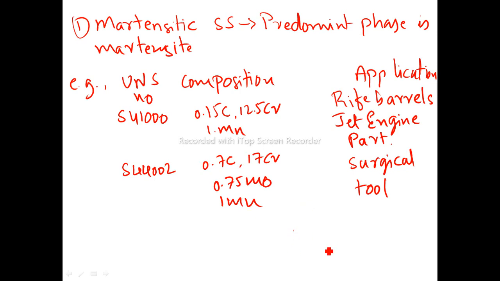For example, nowadays it has been changed from stainless steel to titanium based alloys. They use titanium based alloys, but in previous decades these Martensitic stainless steels were used in implantations. So this is all about the Martensitic stainless steel.